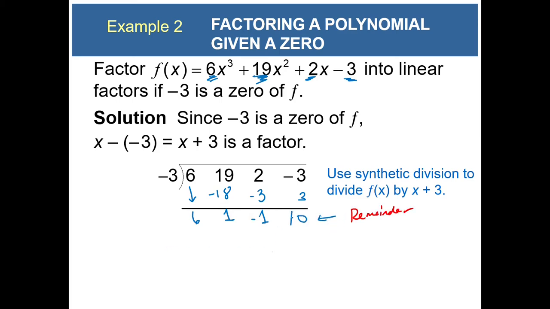Since the remainder is 0, then we also have that this part of it is a factor of our polynomial function. This quotient here is equivalent to 1 degree less than the original polynomial. We had a degree of 3, so we're going to start with a power of 2. So this is equivalent to 6x squared plus x minus 1. So 6x squared plus x minus 1 is also a factor of f of x.